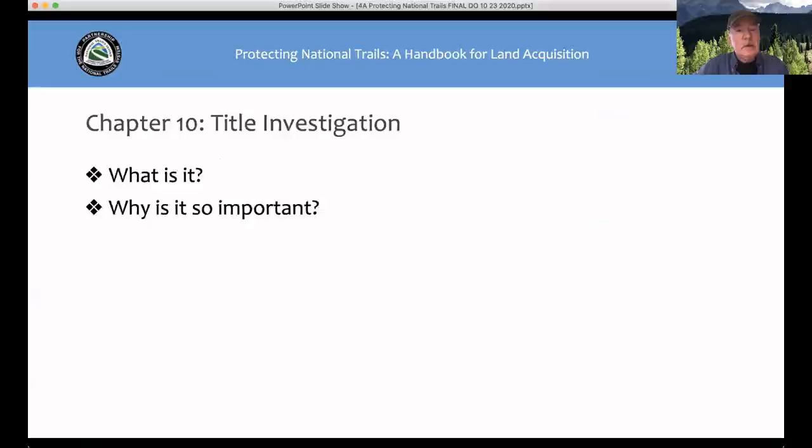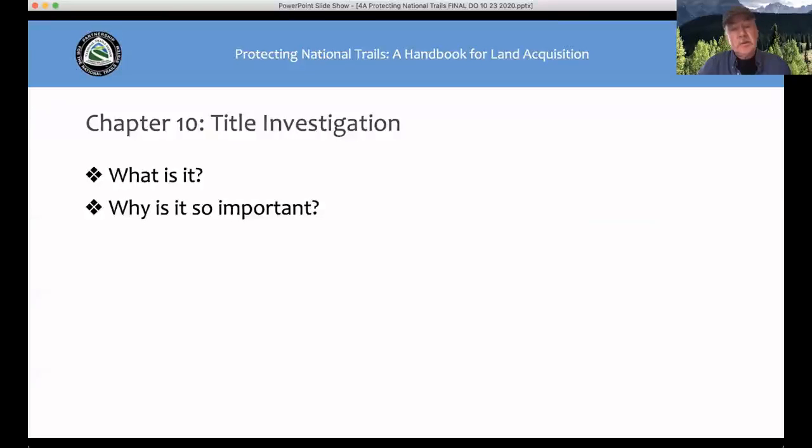Chapter 10 talks about title insurance and title investigation. What is it and why is it so important? Well, a lot of land trusts have skipped over this step, or at least have in the past. They're changing rapidly. And particularly accredited land trusts are paying attention to title investigation. You may think that you're dealing with the owner of a property. You may be talking to someone who says, yeah, I own that property. He may not. It may be owned by multiple partners. It may be owned by an LLC.